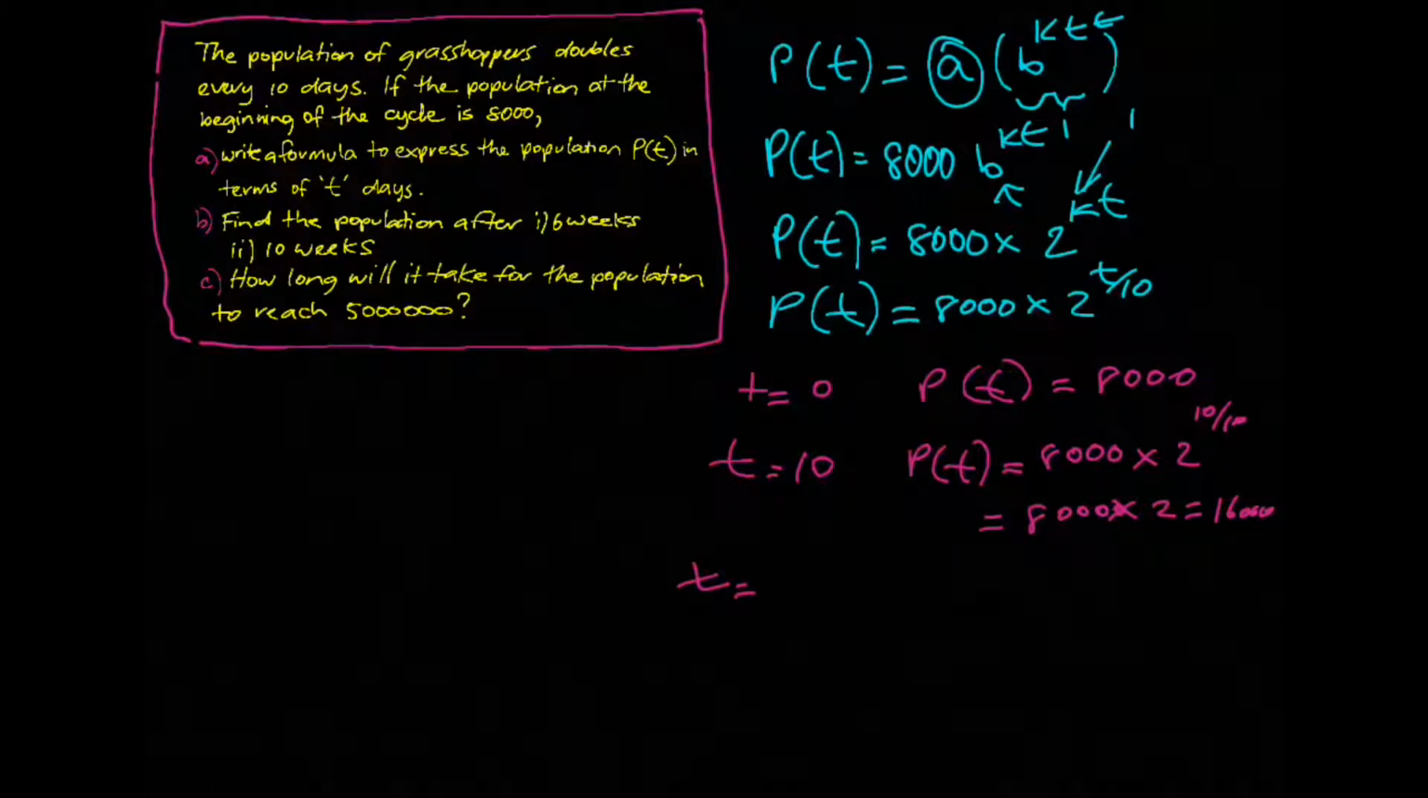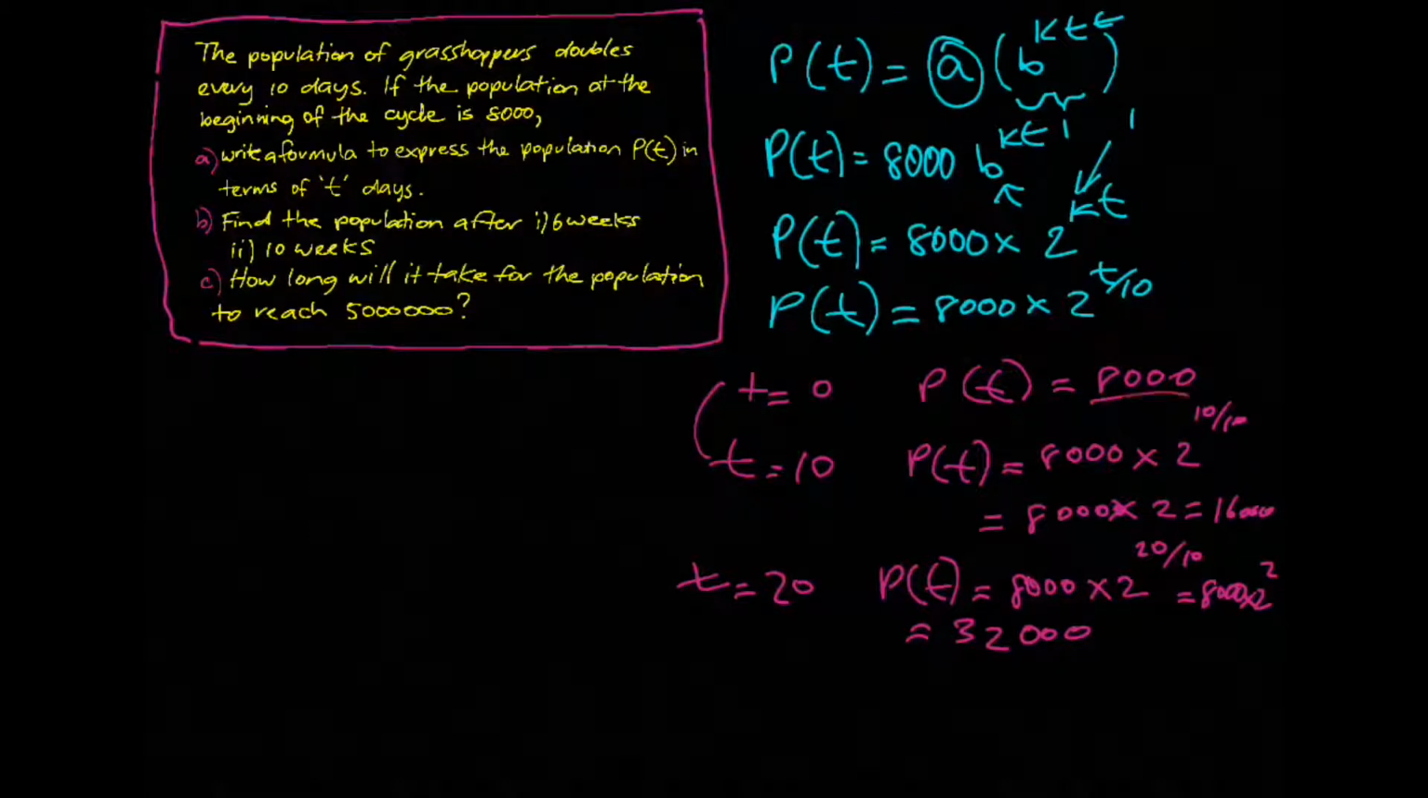When t equals 20, P of t is equal to 8,000 times 2 to the 20 on 10, which is 8,000 times 2 to the 2, which equals 8,000 times 4, and that is 32,000. So in 10 days, it's doubled from 8,000 to 16,000. Another 10 days, it's gone from 16,000 to 32,000. So that's the correct formula.